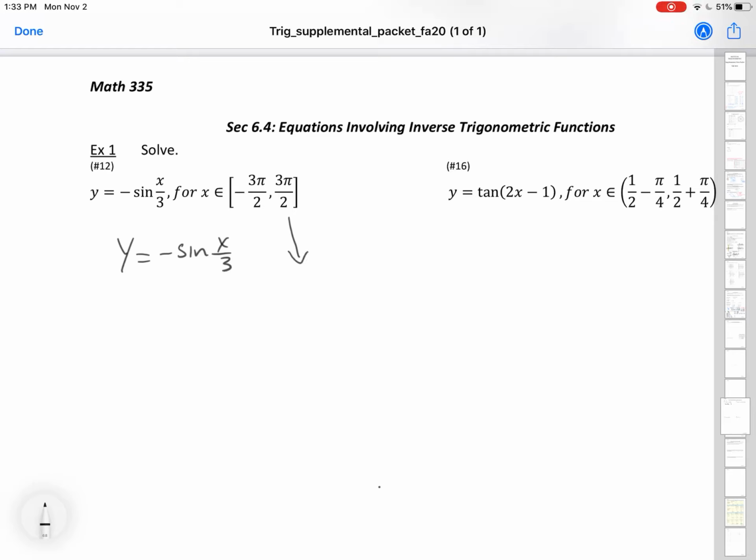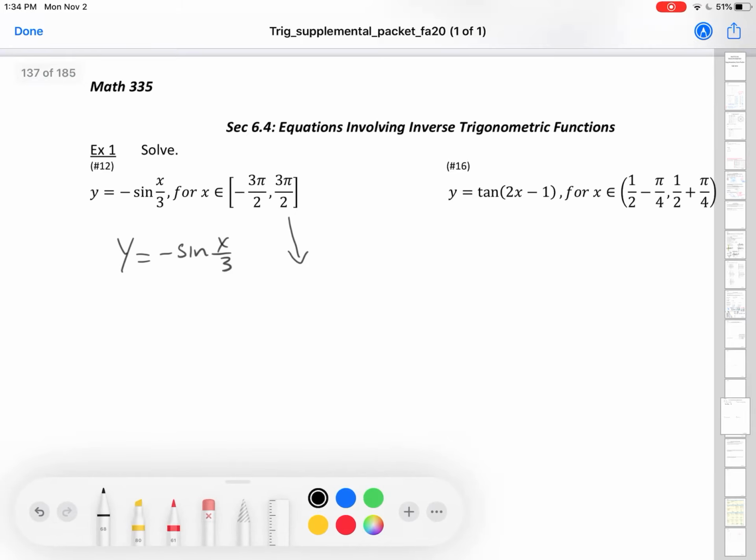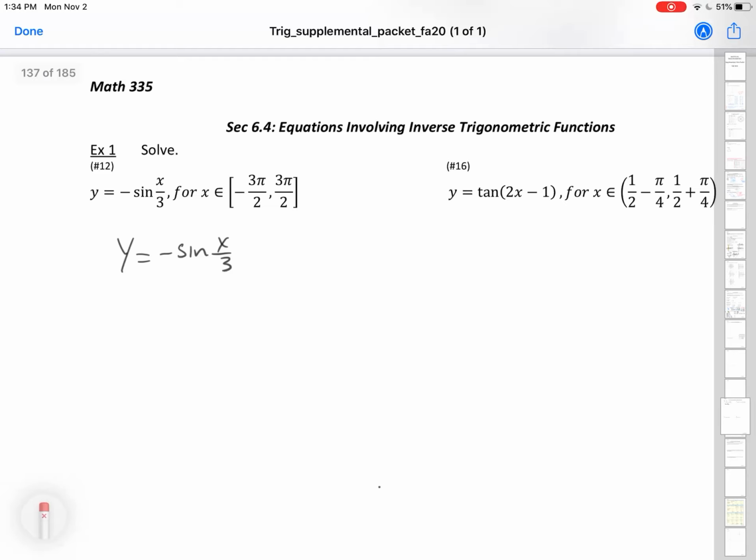You don't have to stress too much about this. They're picking the x in a very specific way, and maybe it'd be best to show you at the end. They're saying x has to be between minus 3 pi over 2 and 3 pi over 2, and you'll see why in just a minute. The goal is to solve for x, so solve this equation for x in that interval. So let's go solve for it.